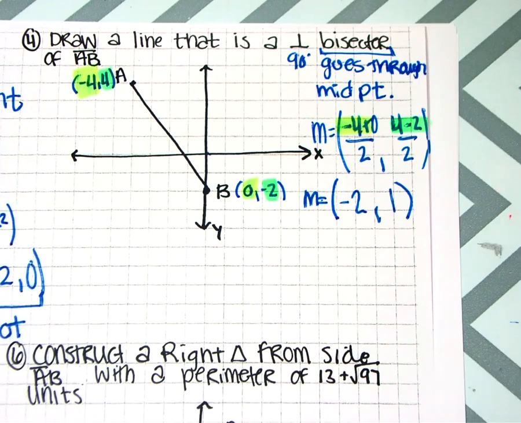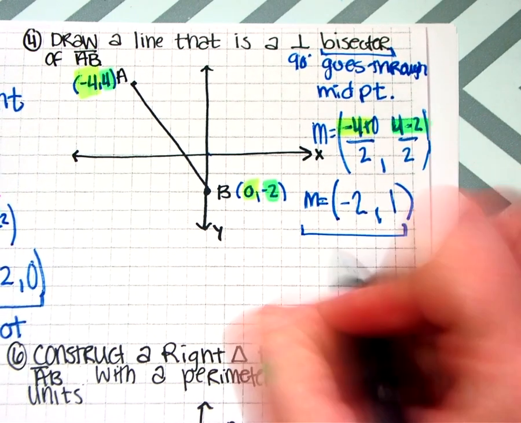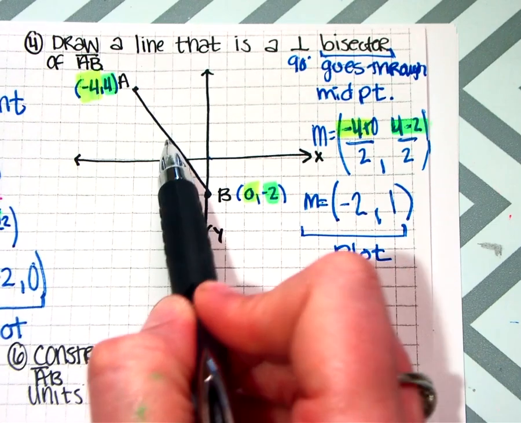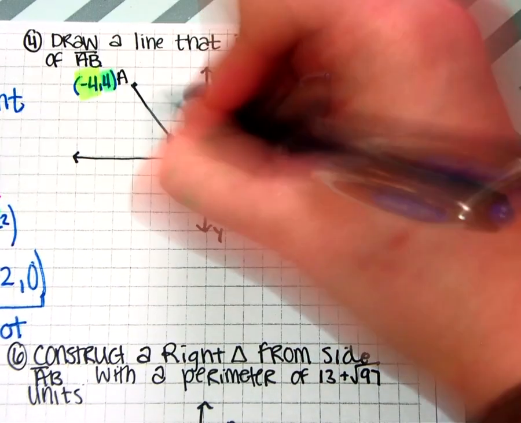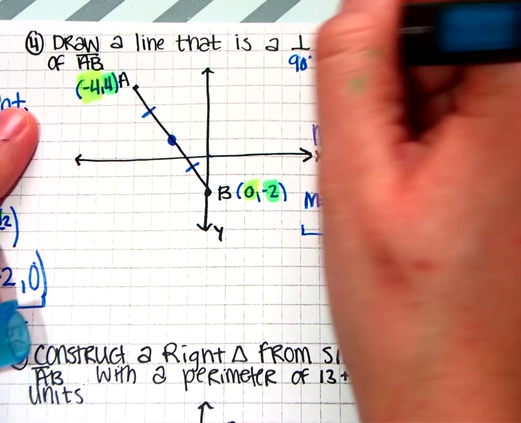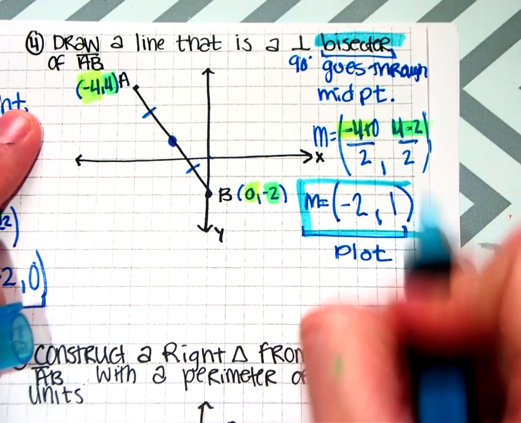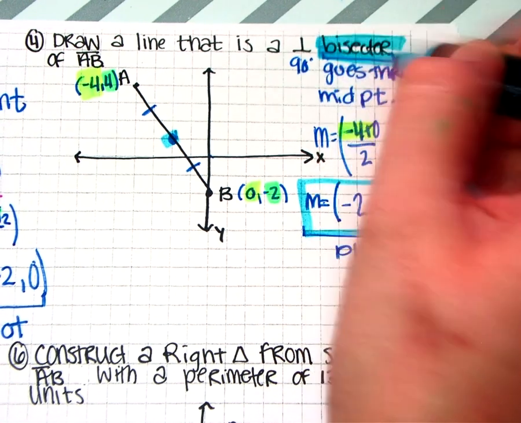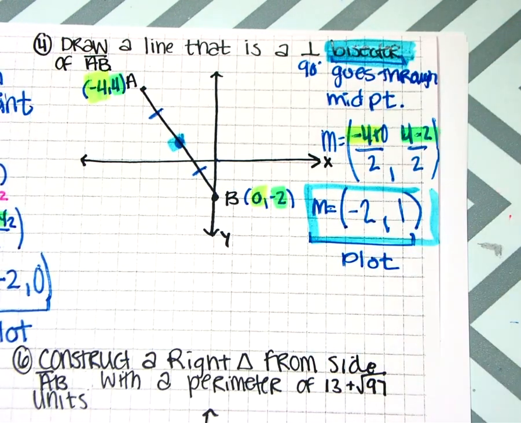We want to plot the middle. So -2, 1: 2 left, up 1. So plot the midpoint. What that does is it has now cut that segment AB in half. So we've done half of the problem. In order to find the bisector, you need to find the middle and plot it. That is half the battle. But we also need to make it perpendicular. We need to graph a line that's perpendicular, so that means I need to know the slope.